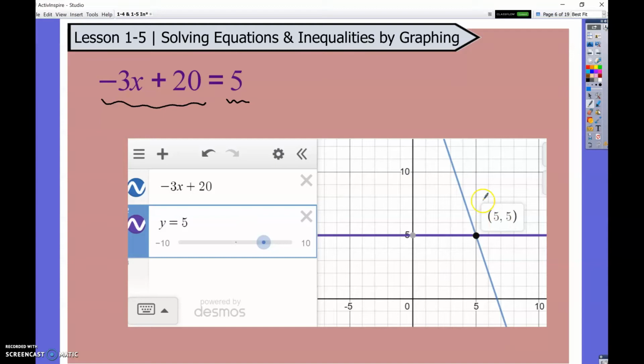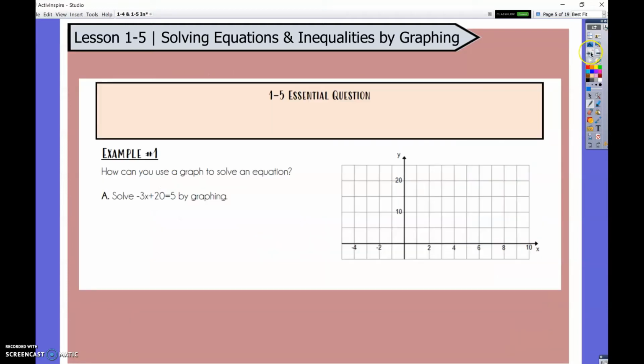So I've done that here on my Desmos. You can see my negative 3x plus 20 graph is the light blue, and the purple is the 5. I've clicked where they meet. If you just click on that in Desmos, it will actually plot a point for you. And there I have 5, 5. So our example 1 answer would be that they meet at x equals 5.